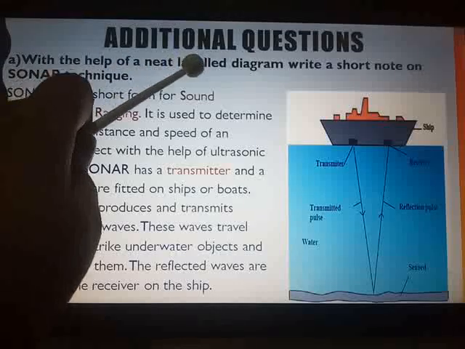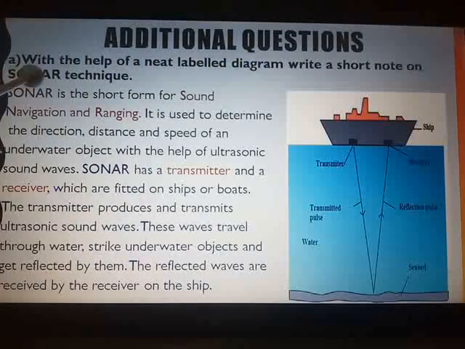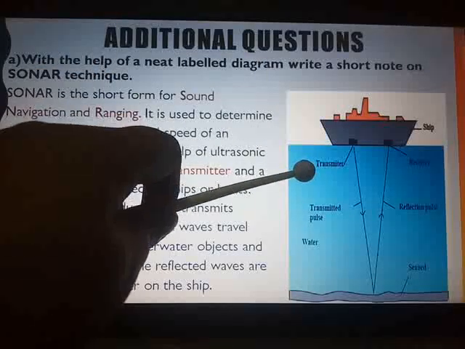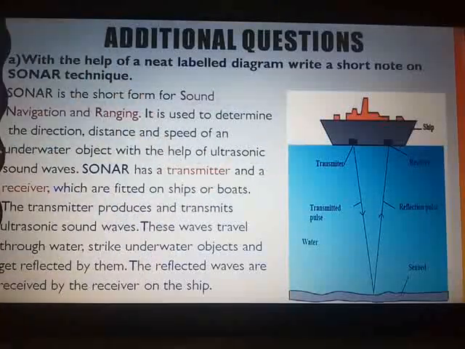With the help of a neat labeled diagram, write a short note on sonar technique. Now I will just mark the entire paragraph for you. Every time I need not tell you that you have to write the answers point wise. Now here, when the question is with the help of a neat labeled diagram, then 2 marks are allotted for the diagram over here, wherein I had told you before also, artistic boats and all should not be drawn. You can draw a small ship.